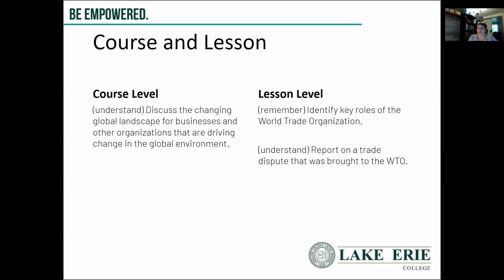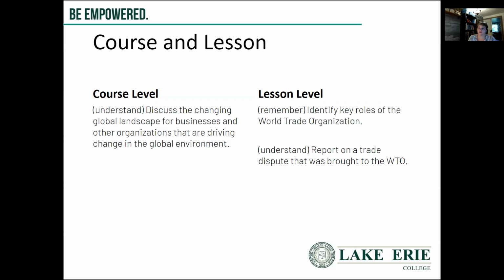So for example, on the remembering level, I might say that my students are going to identify the key roles of the World Trade Organization. That's just a remembering, and then maybe getting them up to understanding. For an understanding, I might ask my students to do some research and report on a trade dispute that was brought to the WTO. And so you can see that both of my lesson level objectives are related to the course level and help me get my students to the point where they're going to be able to master the course level objective. Also note that neither one of my lesson level objectives are of a higher cognitive demand than the course level. That's very important.